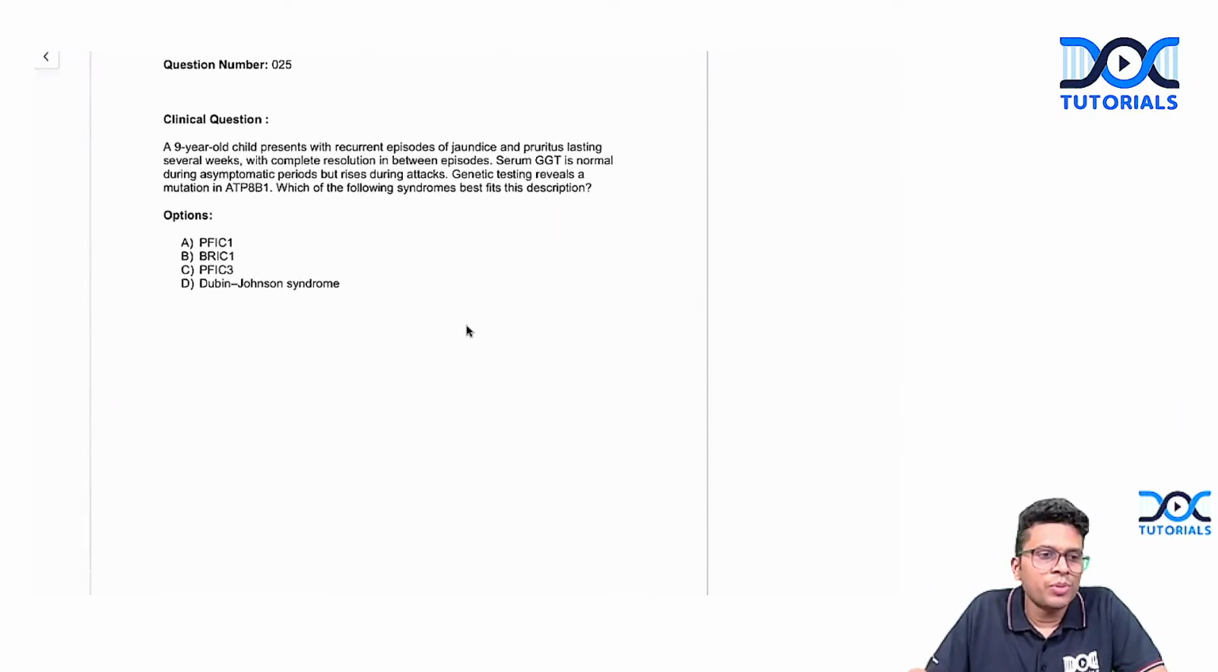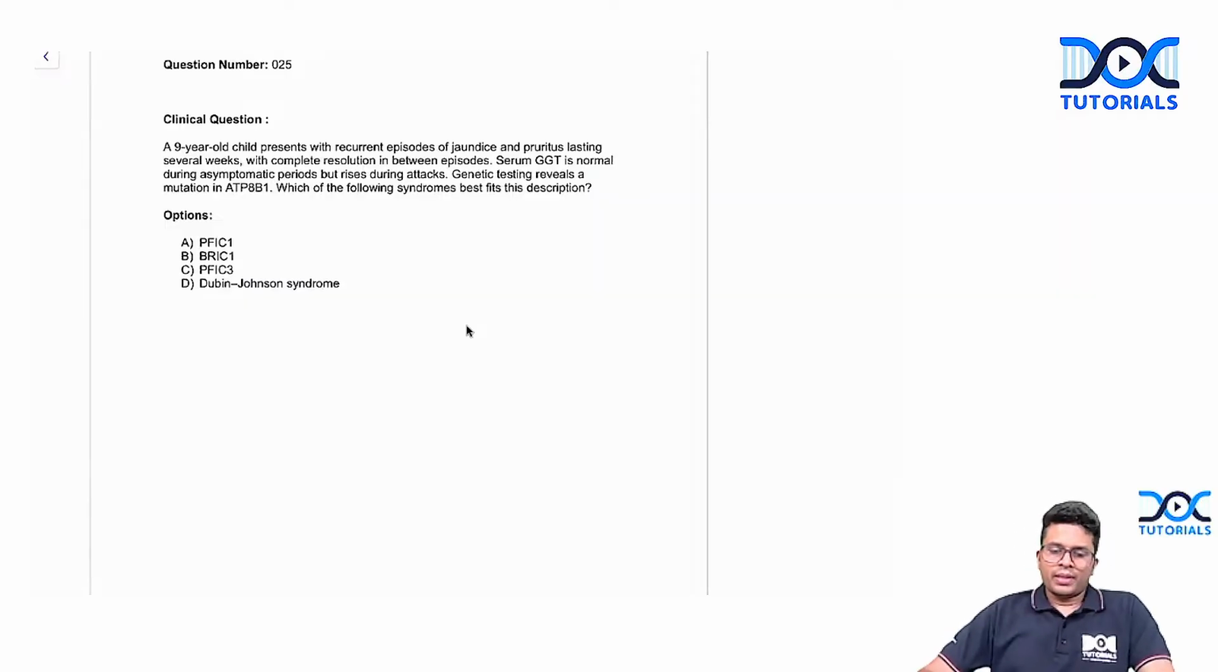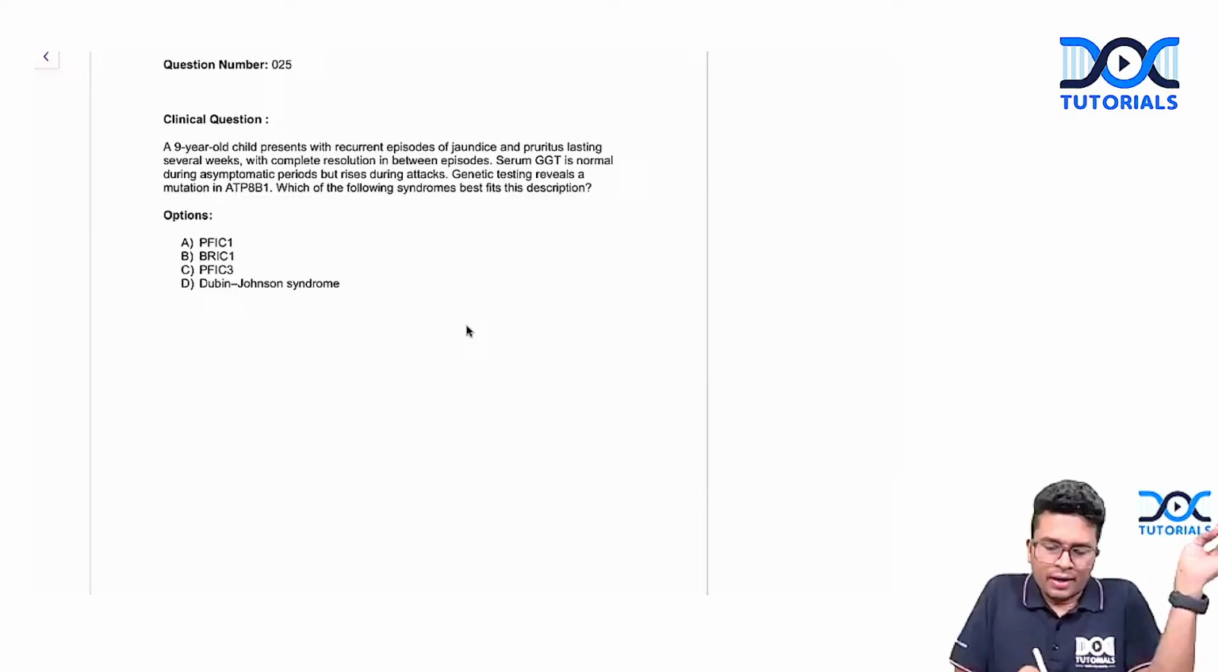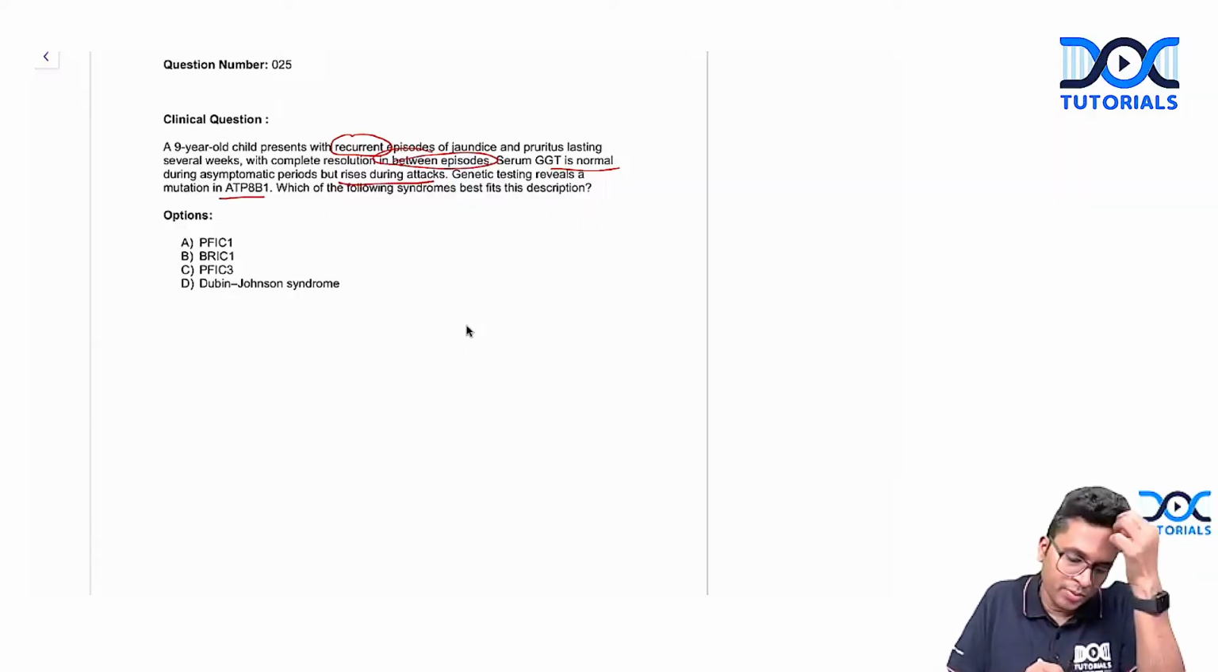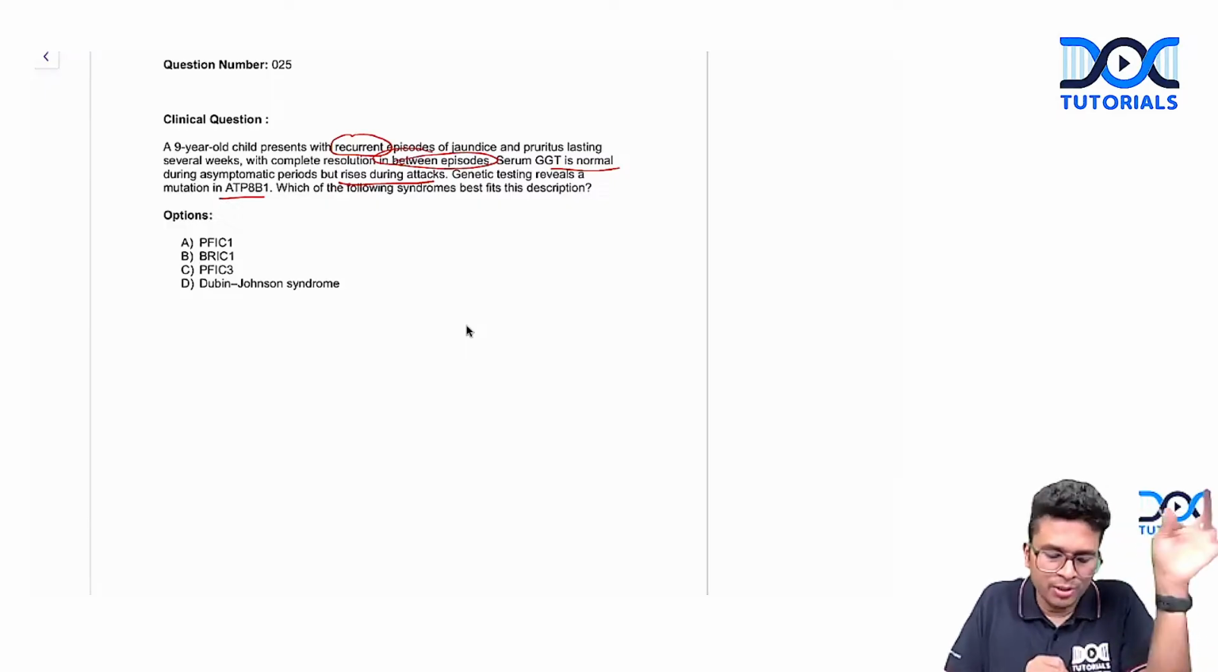The last question is question number 25. A 9-year-old child presents with recurrent episodes of jaundice and pruritus lasting several weeks, with complete resolution in between the episodes. GGT is normal and the child is asymptomatic between attacks but it rises during the attack. Genetic test reveals ATP8B1 mutation. Which among the following syndromes best fits the description?